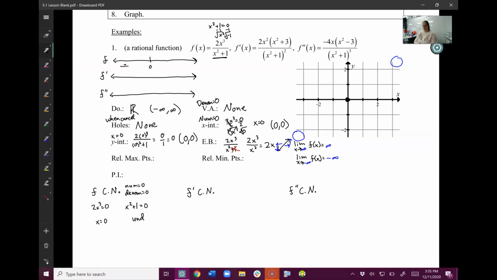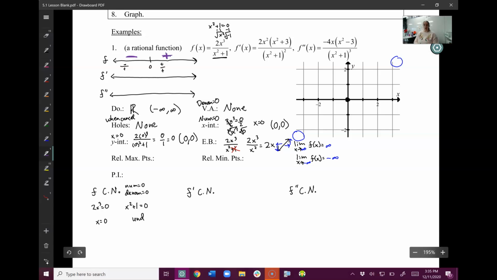And negative 1 squared is a positive 1, plus 1 is a positive on the bottom. And a negative divided by a positive is going to be a negative in that section. And plug in a positive number, say positive 1. 2 times 1 cubed is positive. 1 squared plus 1 is positive. So that section should be positive.